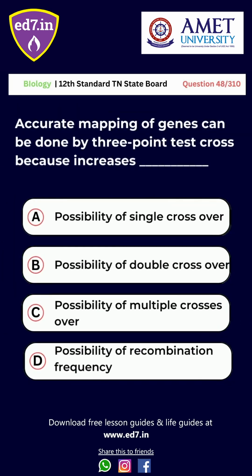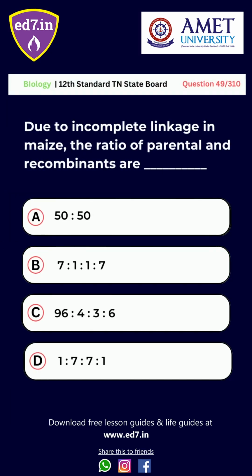Question number 48. Accurate mapping of genes can be done by 3-point test cross because increases. Option A. Possibility of single crossover. B. Possibility of double crossover. C. Possibility of multiple crossovers. D. Possibility of recombination frequency. The answer is option B. Possibility of double crossover.